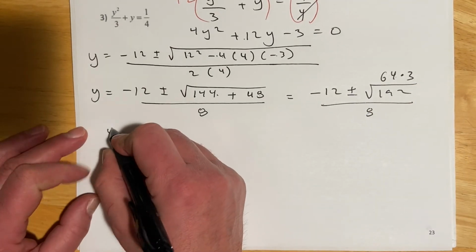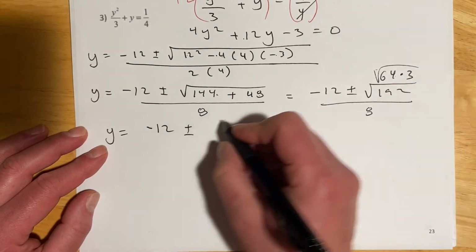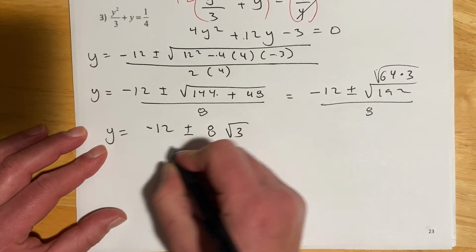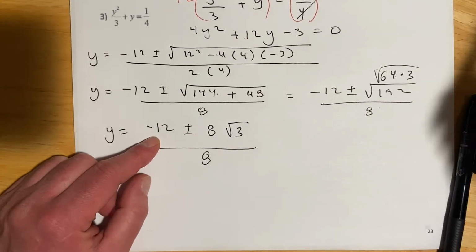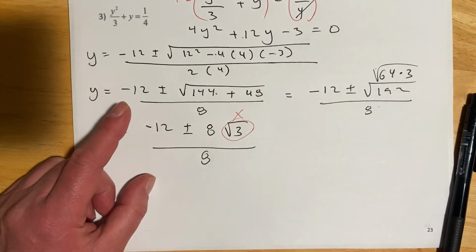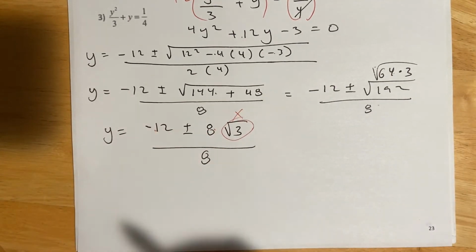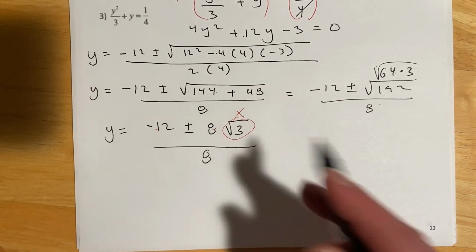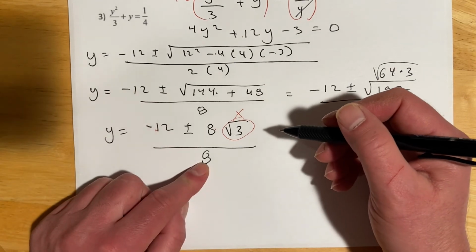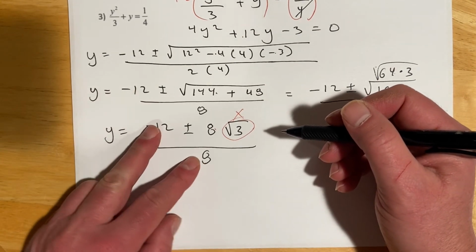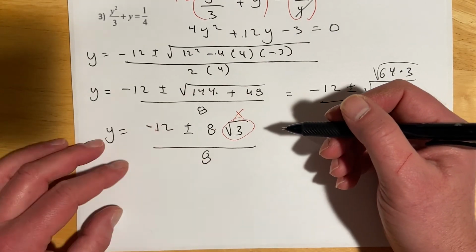Anyhow, reducing that, I'm going to get y equals negative 12 plus or minus square root 64 would bring out an 8. 3 stays inside over 8. And then if we look, we don't need to reduce this. Think of that as being like an x. But for all the coefficients, the largest thing that divides into all of them is 4. So even though we could do 2 into everything, we want to reduce the most we can. So the same way if this was like negative 12 eighths, I wouldn't want to reduce that to 6/4. I'd want to reduce it to 3 halves.